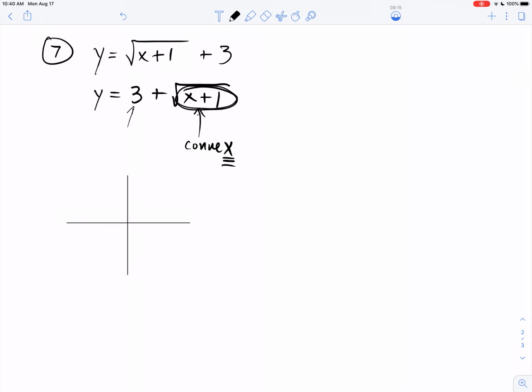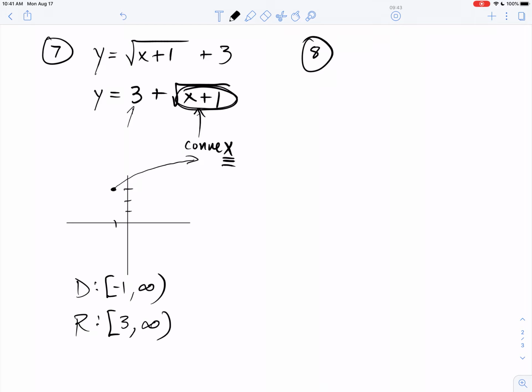So this guy still says go left 1, 1, 2, 3 units up. There's a dot. This guy's not flipped, so he is a graceful arc. Where does that graceful arc begin? It begins at -1, and it goes to the right forever. Range. I have a graceful arc, but the range only cares about where it starts on the y, and that's at 3, and then it goes up. Let's move on to number 8.